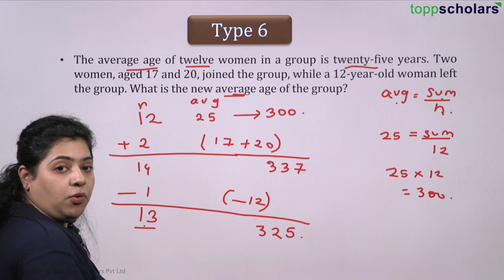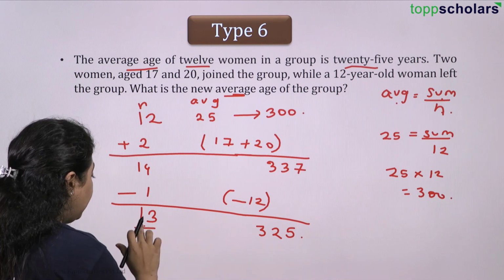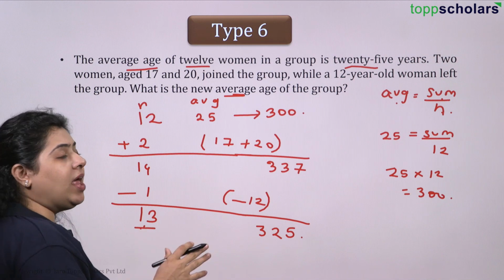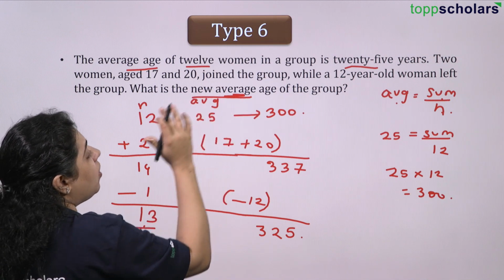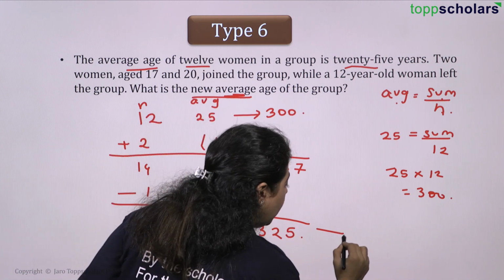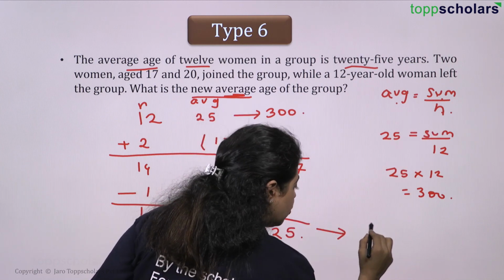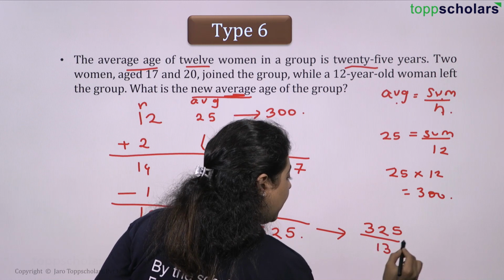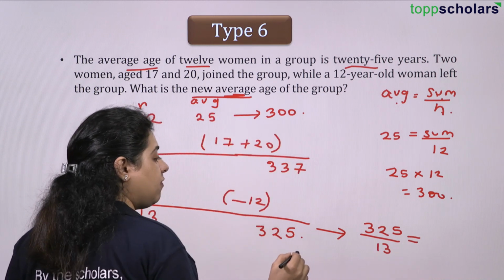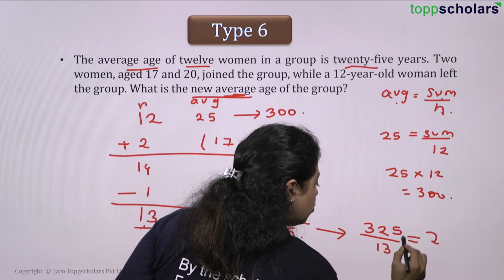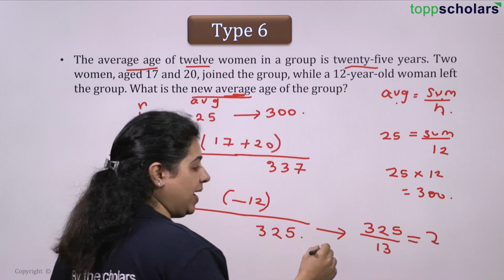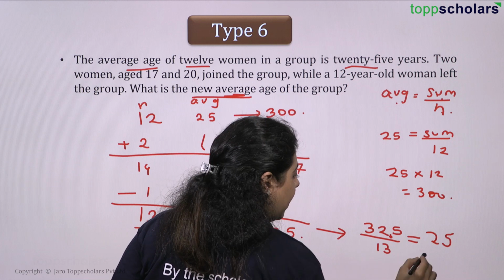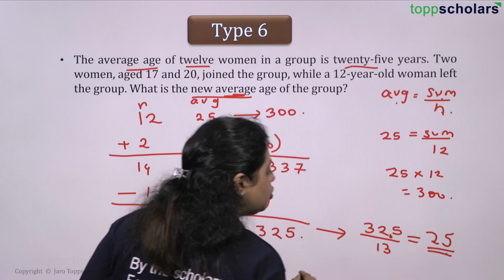Now, 325 is the sum and 13 is the n, that is the number of women. So we can find out the average. The question is telling to find out the new average. The new average will be sum upon n. So the sum is 325, n is 13. So 325 divided by 13, if we do, 13 2s are 26, and here we get 13 5s are 65. So the average becomes 25 years.